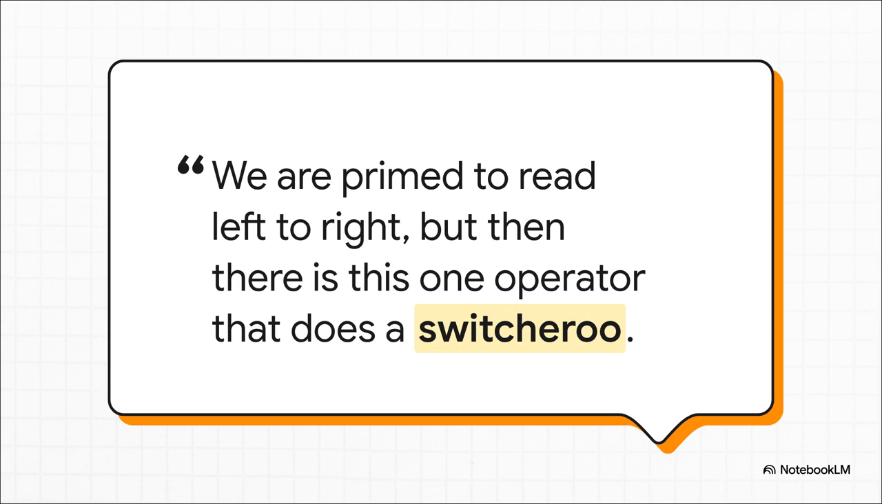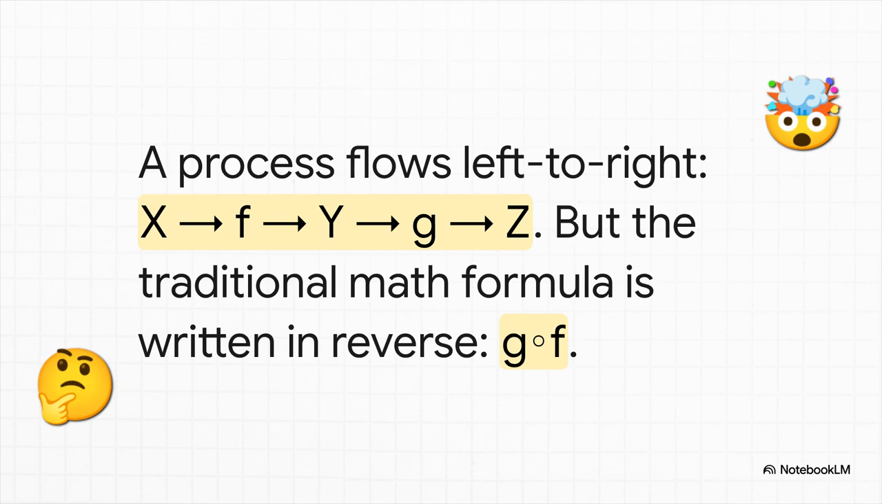You're reading along, everything's making sense, and then bam! You hit a formula that you have to read backwards. It just feels unnatural, right? And right here, this is the heart of the whole issue. We see a process that clearly flows from left to right. X goes into function f, that result goes into function g, and boom, you get z. Super simple. But the old school math way to write this is g composed with f. The symbols are literally the reverse of the diagram.